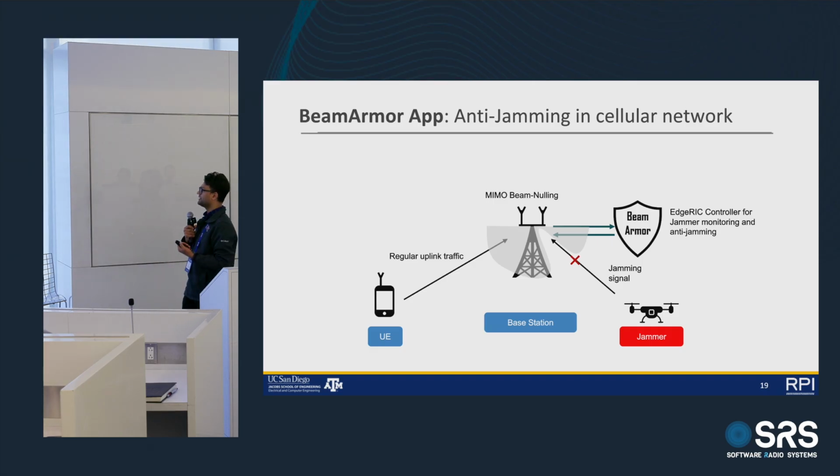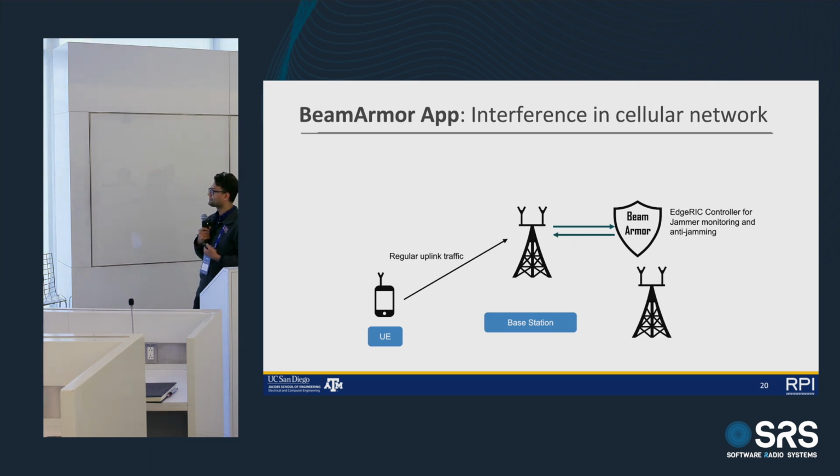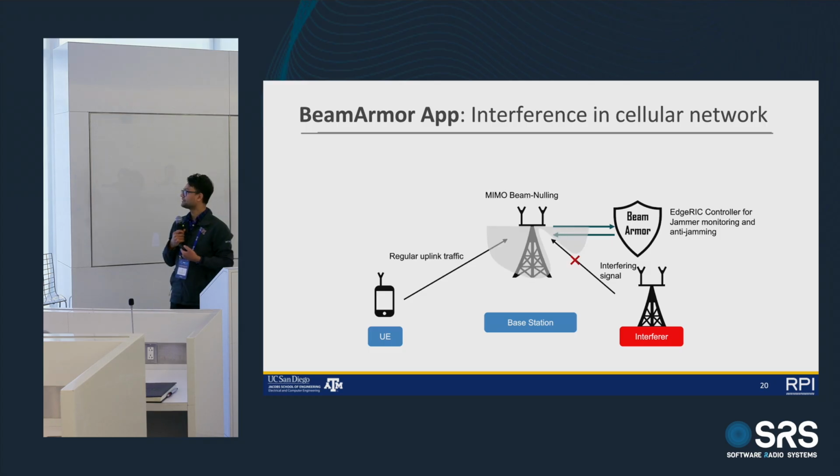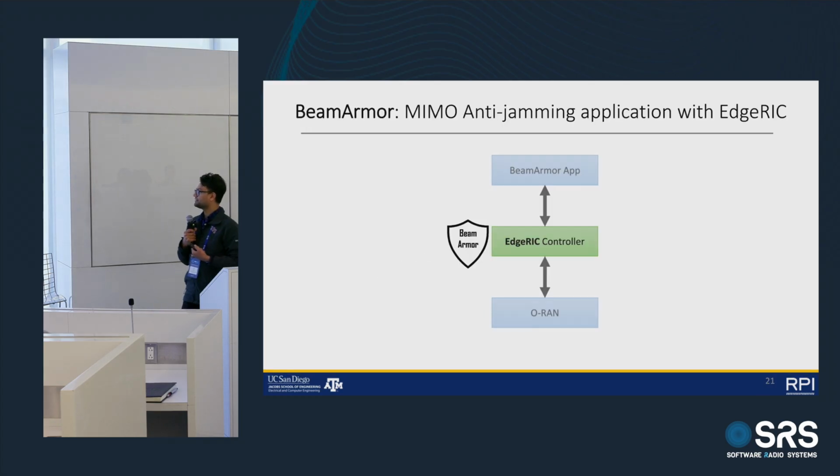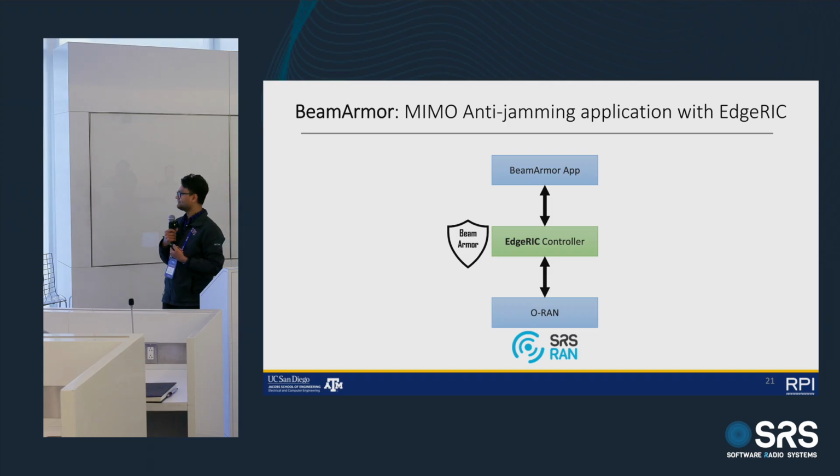But how will we implement this, right? So we built an app called Beam Armor into the EdgeRIC controller, and that creates a policy to update this beamforming policy in real time. So this is how it works. We have the EdgeRIC controller, right? And on one side we are running srsRAN, which has the RT-E2 interface with EdgeRIC, and on the other side we have the Beam Armor app.